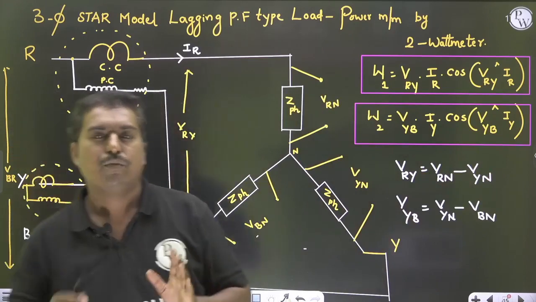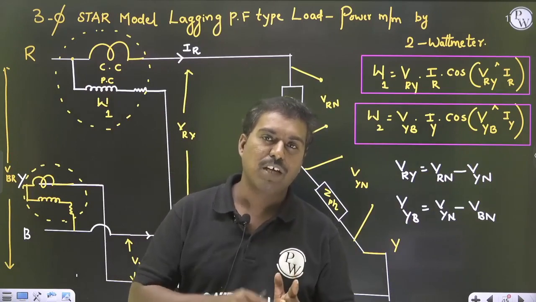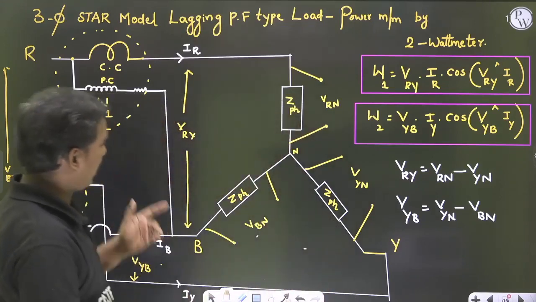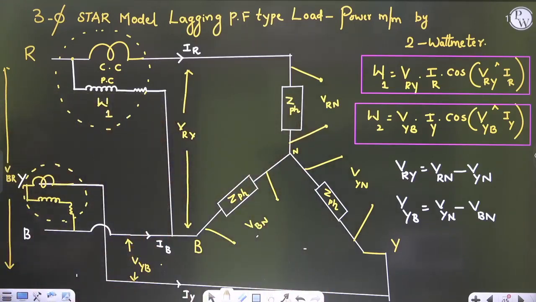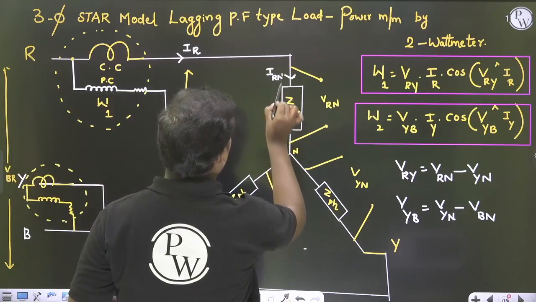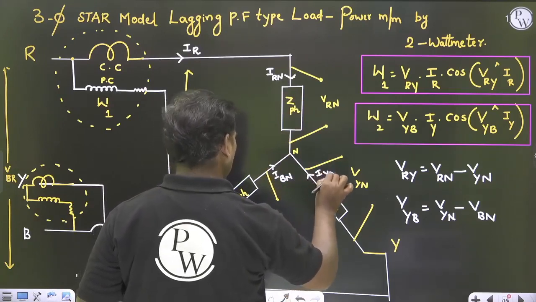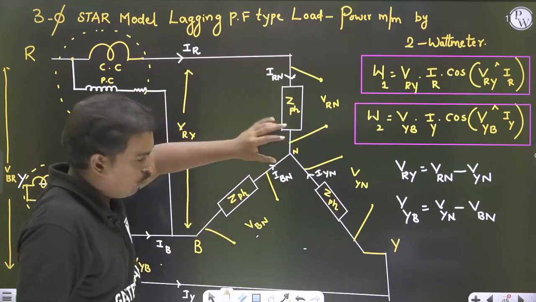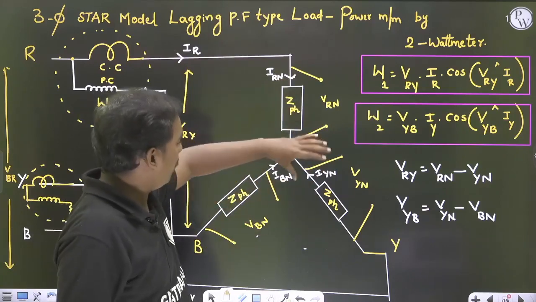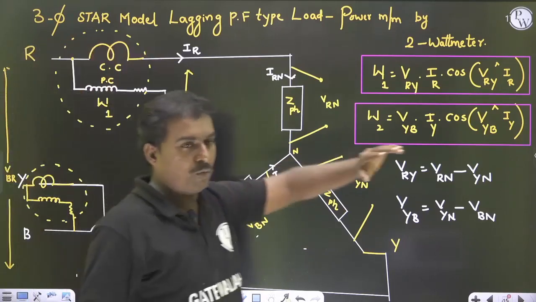Very clear all of you, VRN, VYN, VBN, these are the phasor voltages. VR, VY, VB, VRY, VYB, VBR, these are the line voltages. IRN, IYN, IBN, these are the phasor currents. IR, IY, IB, these are the line currents. Everything is clear. So here this one is IRN. Once again, please go through this diagram clearly, then only you can understand. This is IBN, this is IYN. So IRN, IYN, IBN, these are the phase currents. IR, IY, IB, these are the line currents. VRN, VYN, VBN, these are the phase voltages. VRY, VYB, VBR, these are the line voltages.